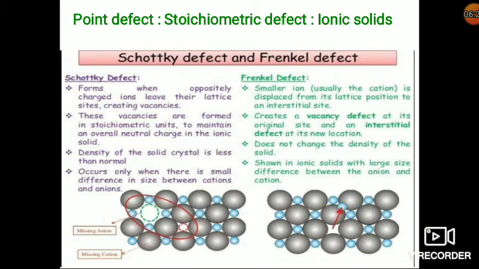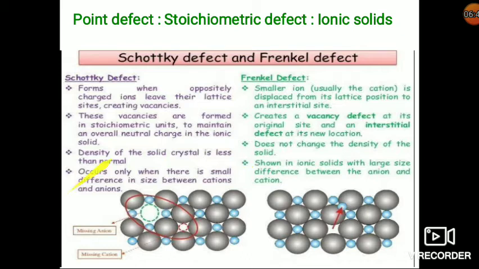When the cation and anion leave the solid, then what happens? The mass decreases because they have some mass and that escaped from the lattice. So it always results in a decrease in density. So in Schottky defect, what do we observe? We observe a decrease in density compared to the normal solid.